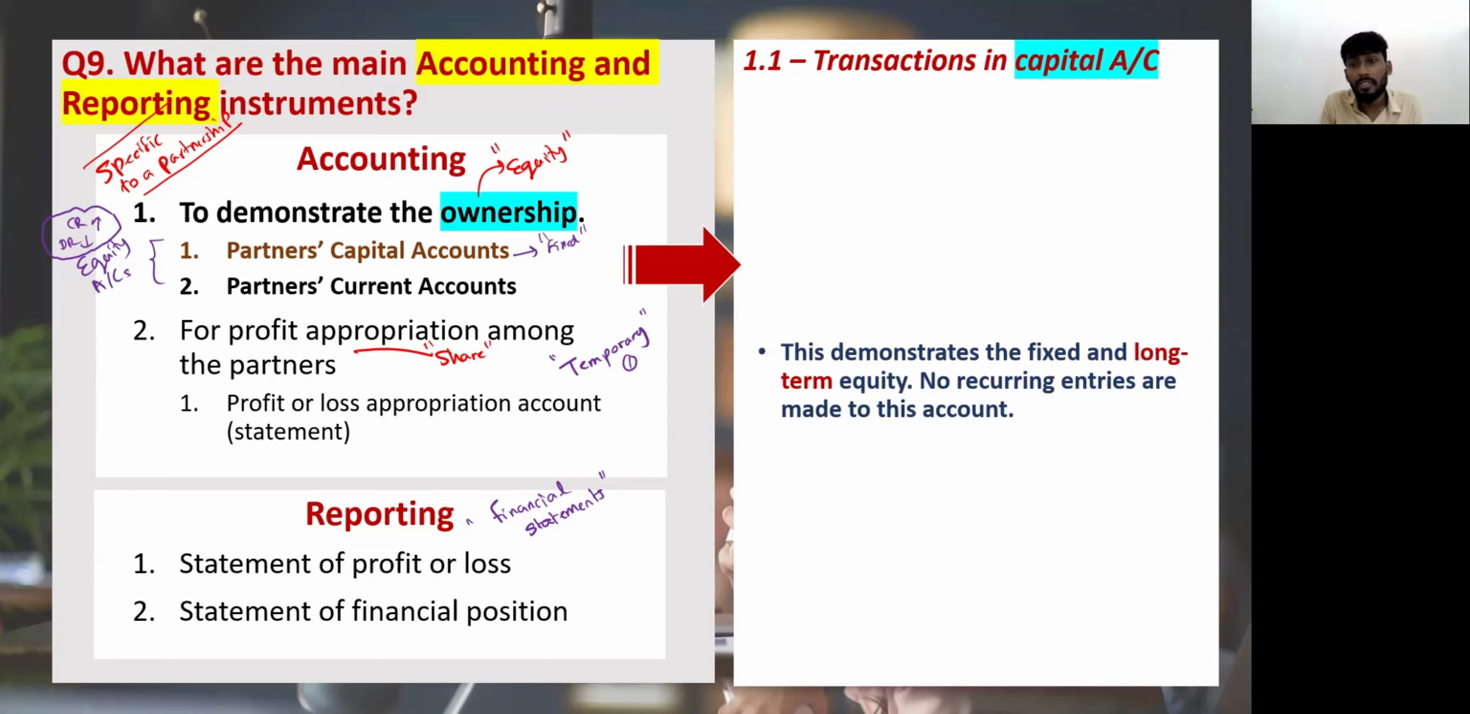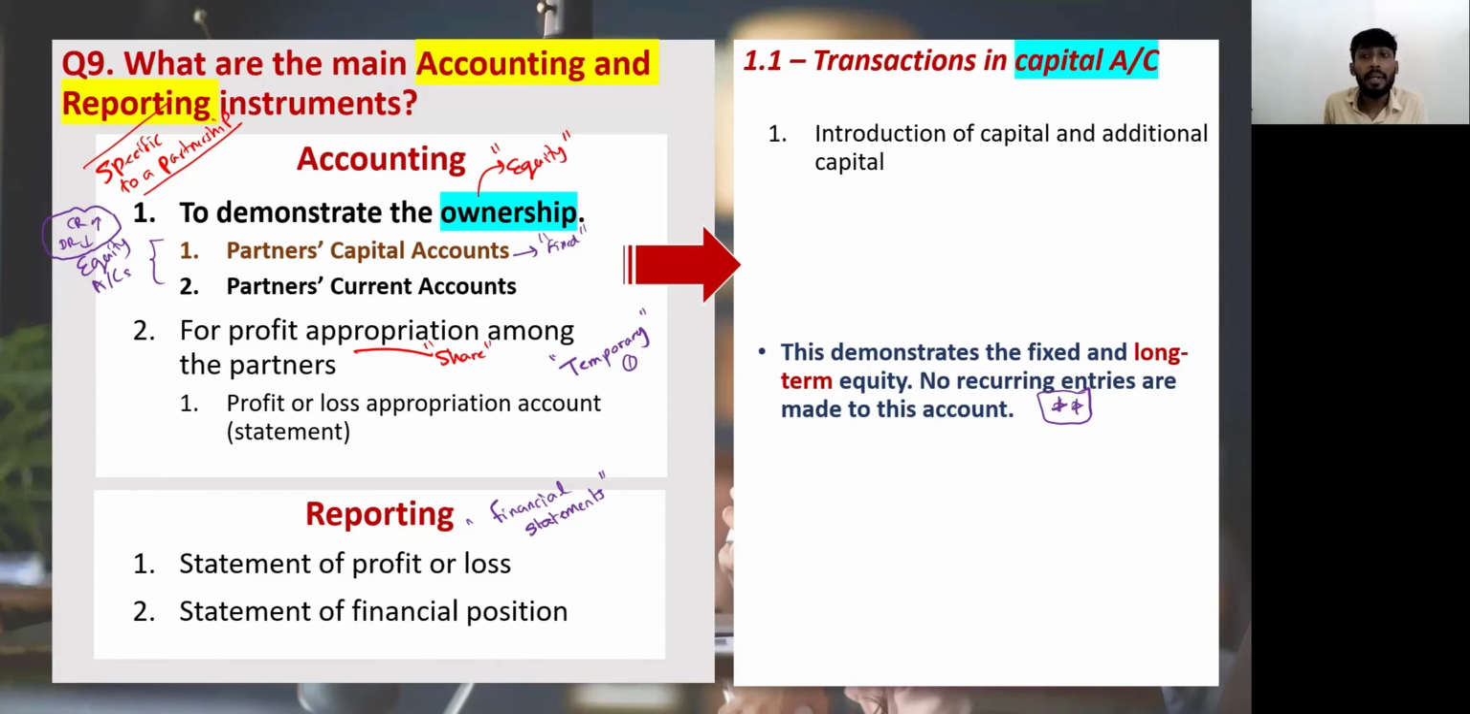The most important fact is no recurring entries are made. Day-to-day entries are not made to this account. We are not going to debit or credit this account whenever we like. Clear? The long-term equity. So then what are the transactions we are going to record in this account?